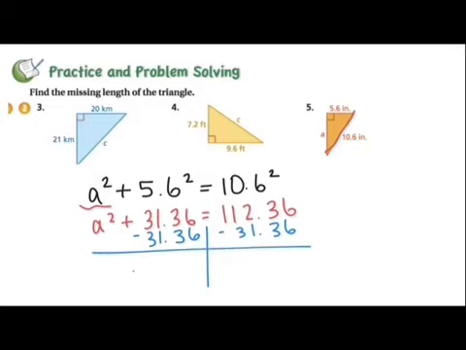And I end up with a squared. These two end up to be 0, and I get 81. Then, I don't care what a squared is, I want to know what a is. So I'm going to take the square root of both sides, and I end up with a equals 9. And so what that means is that the length of this side is 9 inches.